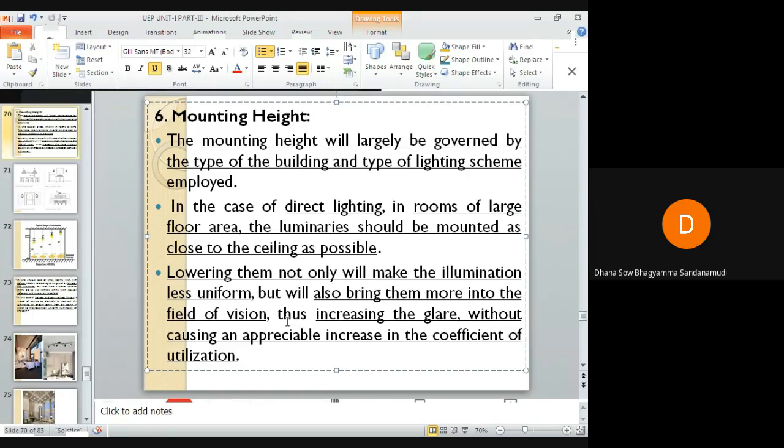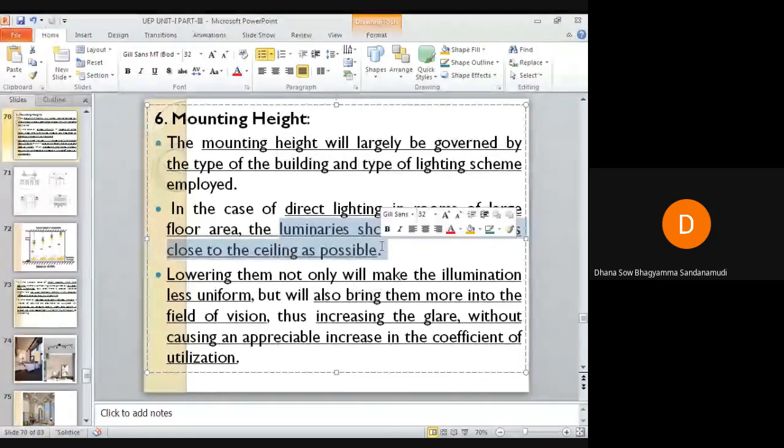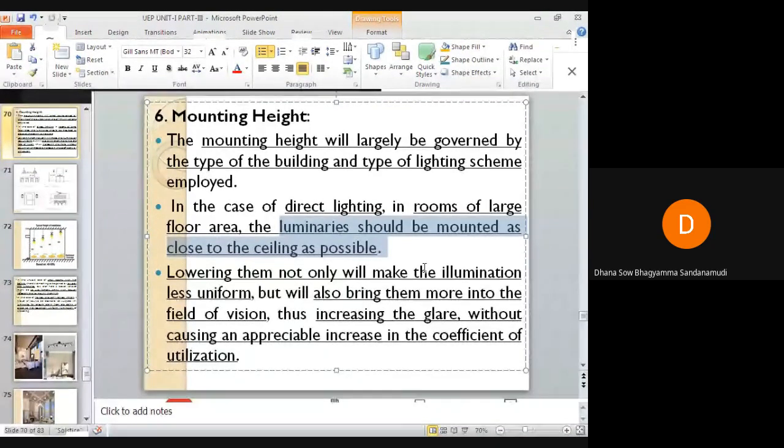Okay, so we already know in case of direct lighting, they are usually fixed at the ceilings. So in case of direct lighting in a room of large floor area, luminaries should be mounted as close to the ceiling as possible, which we already know. So if I'm using direct lighting for a larger floor area, luminaries should be mounted as close to the ceiling as possible.